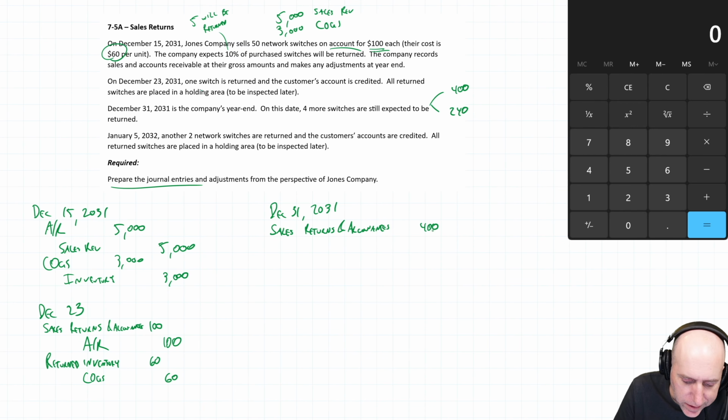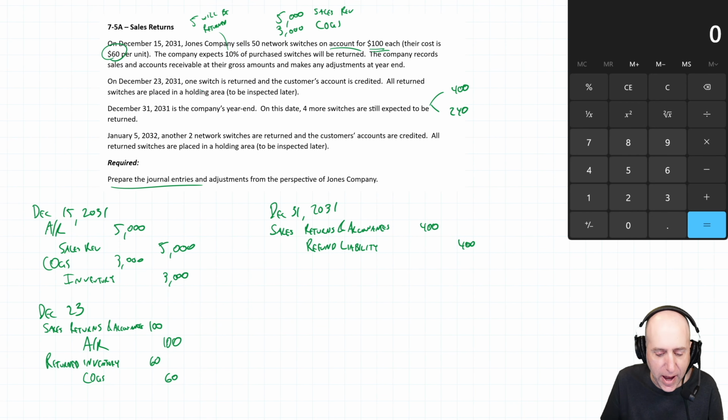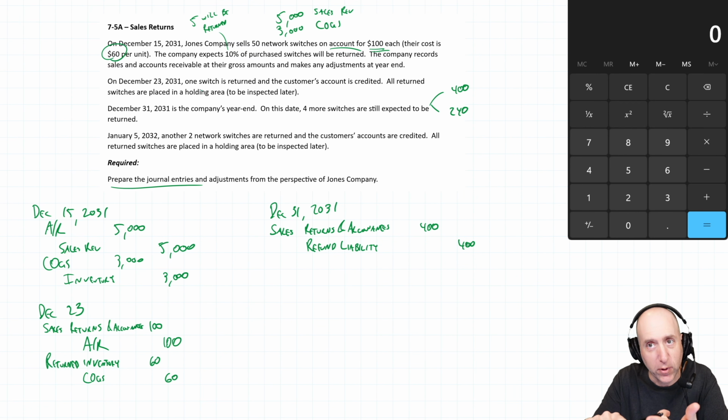And the credit is to an account called refund liability. And it's just saying we are going to owe a refund either by crediting their account or, if they've paid, by crediting cash, but we just don't know who is going to return the item yet. Now, this is true for IFRS and for US GAAP.